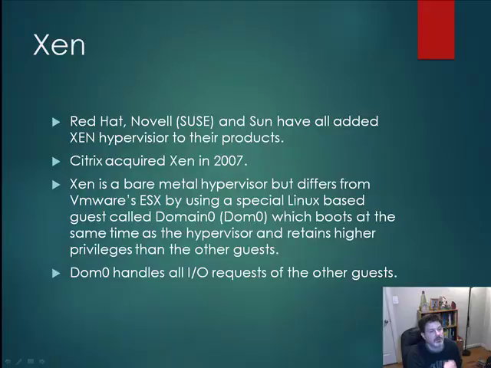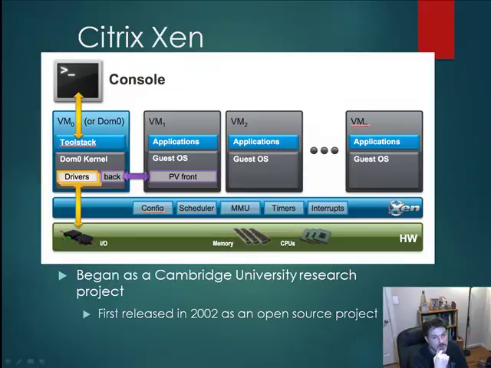The purpose of it is that it boots at the same time that the hypervisor does, and it's going to retain higher privileges than all the other guest VMs. It's going to be responsible for handling all of the input-output requests for the other guests. So if I go back and look at this diagram that deals with Xen, you'll see that the console interfaces with DOM0, which we use as a management tool for the hypervisor. And then all of the VMs are going to talk to DOM0 as they make their requests for hardware resources.